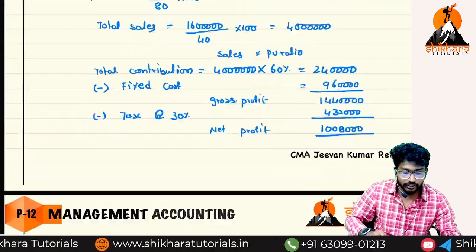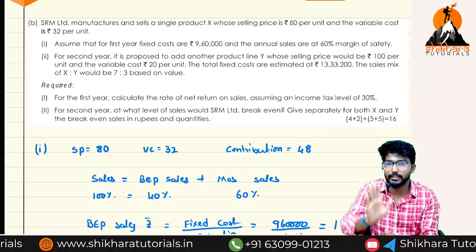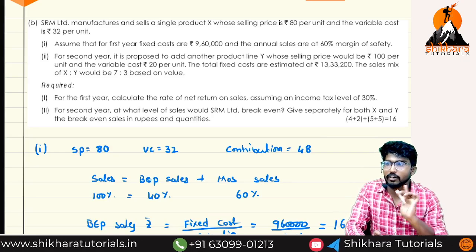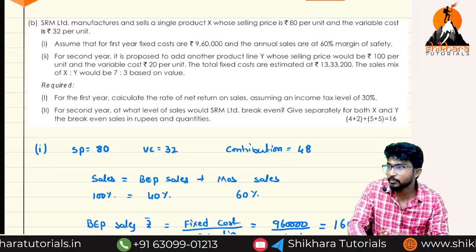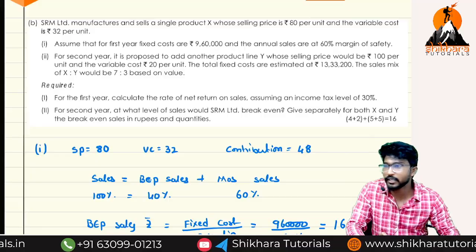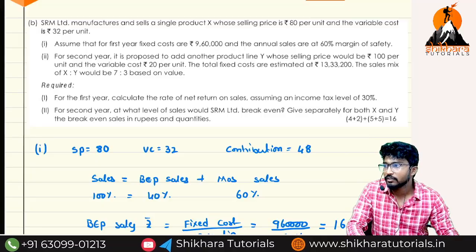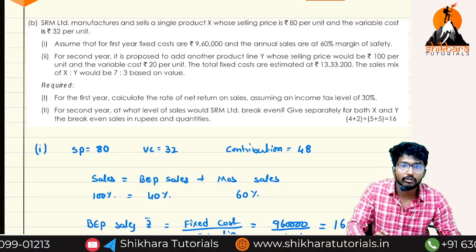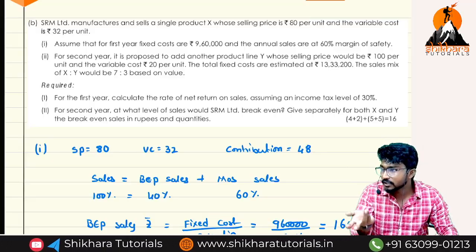25.2. Now what we did in this question: first, the available data they gave is selling price 80, variable cost 32. Then we calculated contribution. How much is it? 48. After that, we know contribution per unit and selling price per unit. Contribution divided by selling price gives the PV ratio. Now in the question itself they said total sales are at 60% margin of safety. That means out of total sales, 60% belongs to margin of safety sales. Then what is 40%? BEP sales.